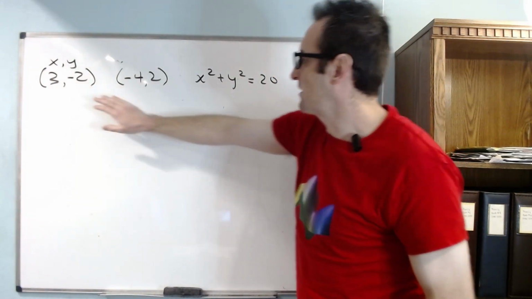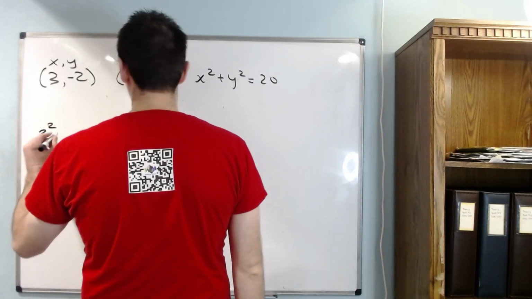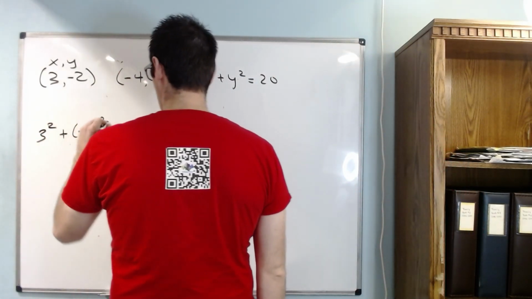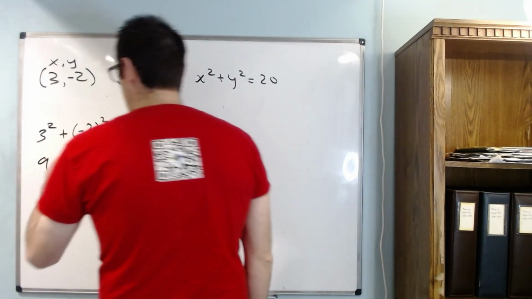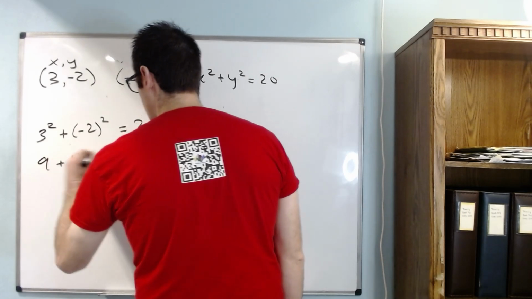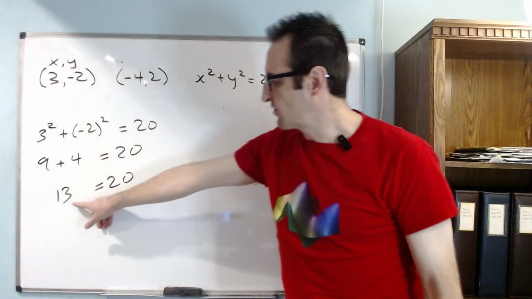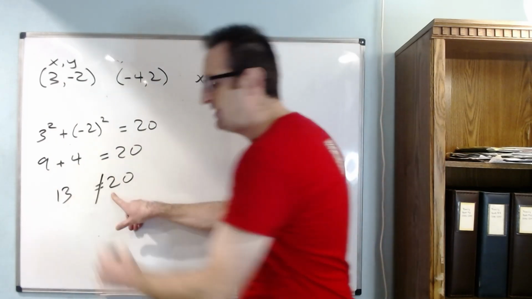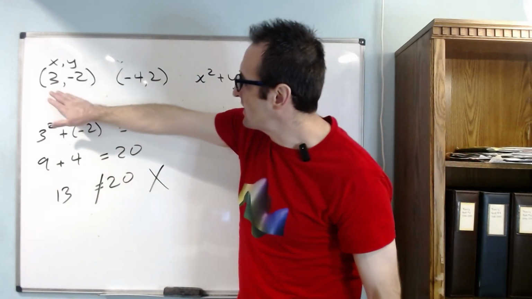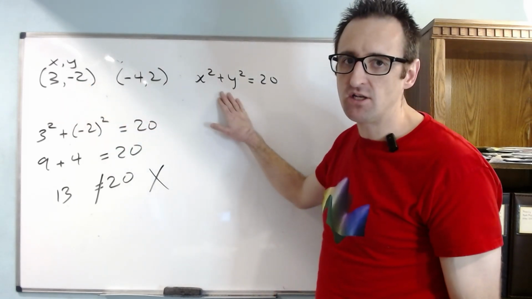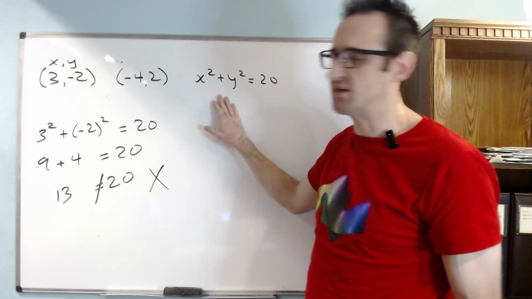Doing the first one, we'll plug 3 in for x and -2 in for y, which will yield 3 squared plus (-2) squared. And we want to know, is that equal to 20? Well, 3 squared is 9, (-2) squared is 4, and 9 plus 4 is 13. 13 is not equal to 20, and so this produces a false statement. Because plugging (3, -2) into this equation yields a false statement, it means that this point is not on the graph of this equation.